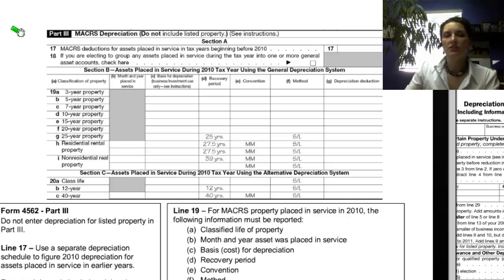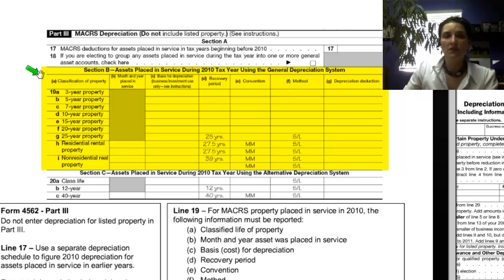MACRS depreciation deductions are figured and claimed in Part 3 of Form 4562, so that is actually the part we're going to start with. We're not going to start with Part 1 or Part 2, we're going to start with Part 3. And you will see that Part 3 is divided into 3 sections. Section A, where you enter MACRS depreciation deductions for assets placed in service in earlier tax years. Line 18 is where you make an entry if you are electing to group any assets placed in service during the year into one or more general asset accounts. We check that box. That's not something we're going to be teaching about.